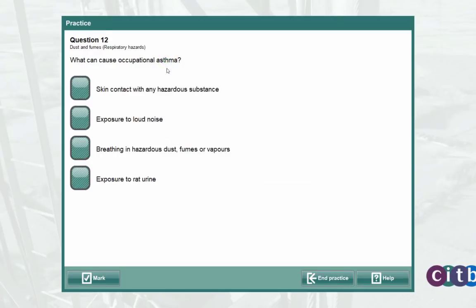What can cause occupational asthma? Skin contact with any hazardous substance, exposure to loud noise, breathing in hazardous dust, fumes or vapours, exposure to rat urine.